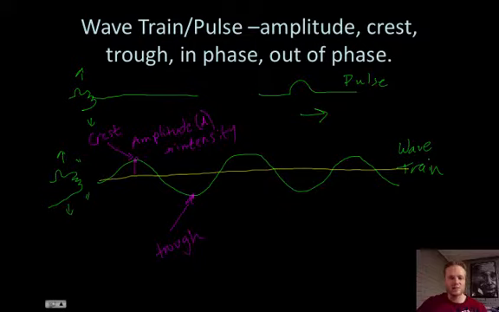The amplitude is the height from this, we'll call it the equilibrium position, to the top of either a crest or the trough. Okay, so that's the amplitude. We could draw a line here and call this A also if we wanted to.